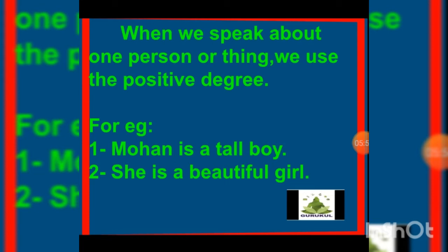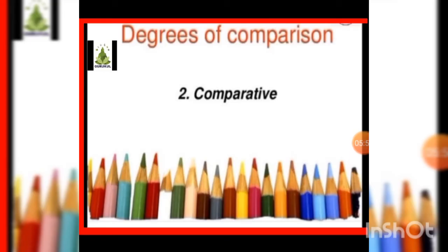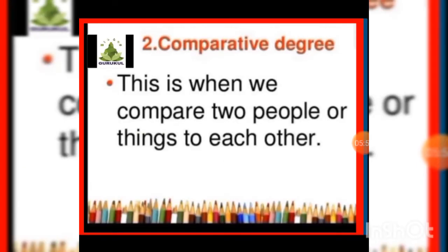Okay. Now let's see the second type of degree. This is comparative degree. Okay. This is when we compare two people or things to each other. Now, children, comparative degree means what? That we compare two people or things to each other.